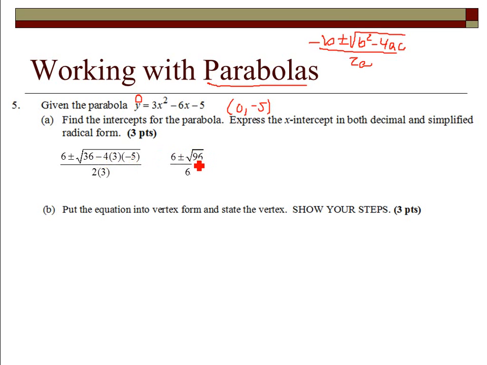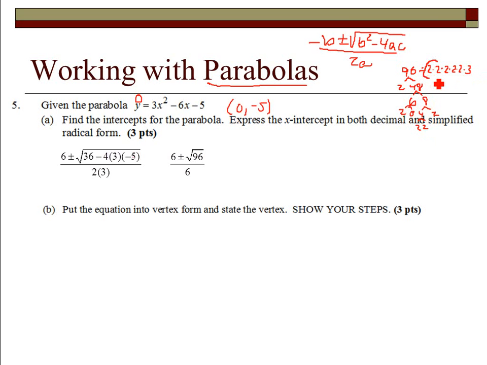I often will try to look for perfect squares that go into it. This one might not be obvious, so another method you can use is to factor it using a factor tree. If I took 96, 96 is 2 times 48. 48 is 6 times 8. 8 is 4 times 2. And then 4 is 2 times 2. So what I've got is 1, 2, 3, 4 2's, and 6 is 2 times 3. So I've got 1, 2, 3, 4, 5 2's and a 3.